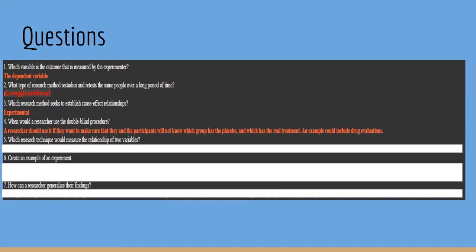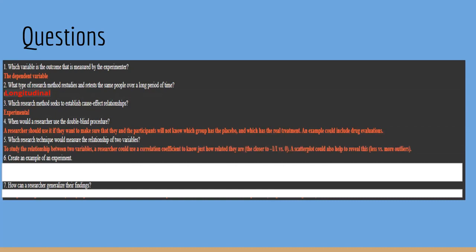Which research technique could measure the relationship of two variables? That, in fact, is a correlation. Or they could use a correlational coefficient. And they could also use a scatterplot. Well, either one, but create an example of an experiment.